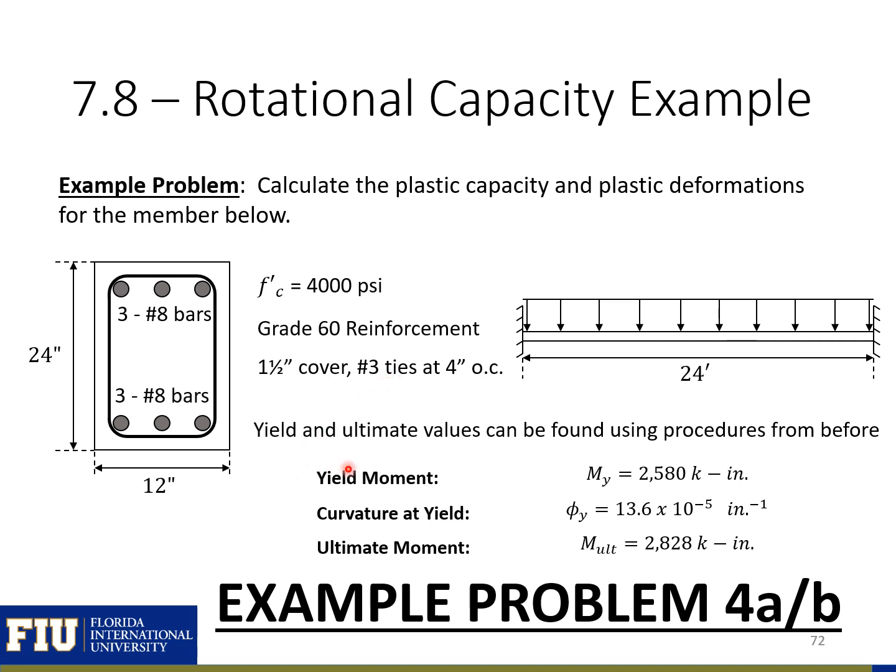We're given our yield and ultimate values, which we found from procedures before, and we'll use these values within our example problem. For our support conditions, it's a fixed beam with a 24-foot length. So at this point, you can pause the presentation again and go to our example problem where we work through this example.